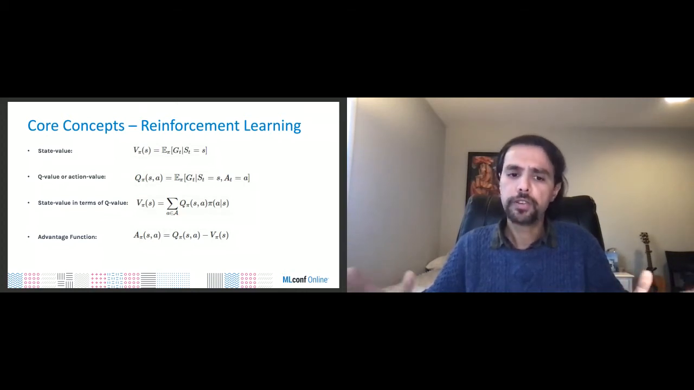Now, there are also different ways in which you could determine one from the other. The state value can be determined from the action value by taking the action value over all possible actions in a state, and then multiplying that by the probability of that action in that state.